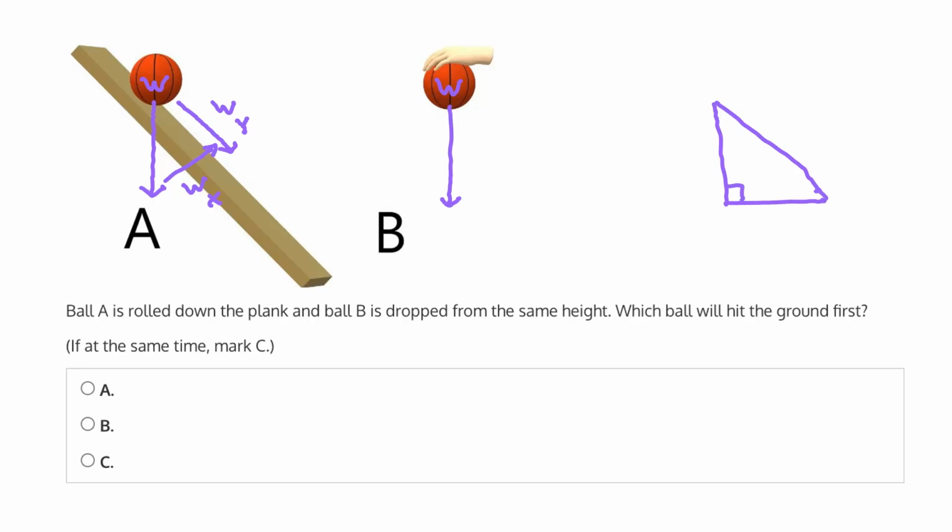We have a right triangle where we have the hypotenuse of this triangle being larger than the height. And because of that, we know that not only is the acceleration greater in B, but the distance that B needs to travel is shorter. And for both of these reasons, it's B that will hit the ground first.